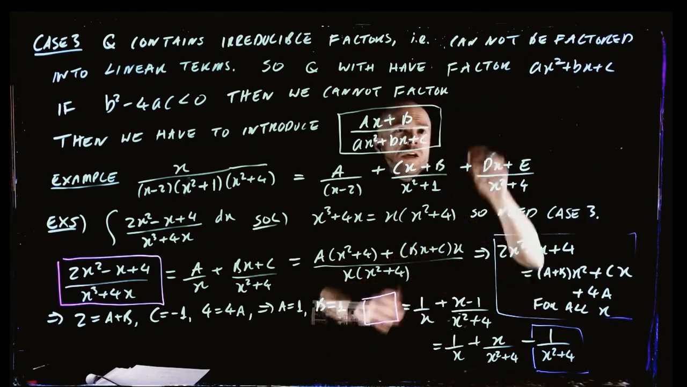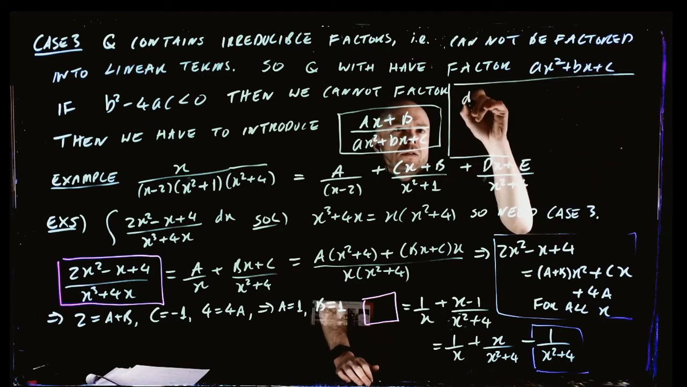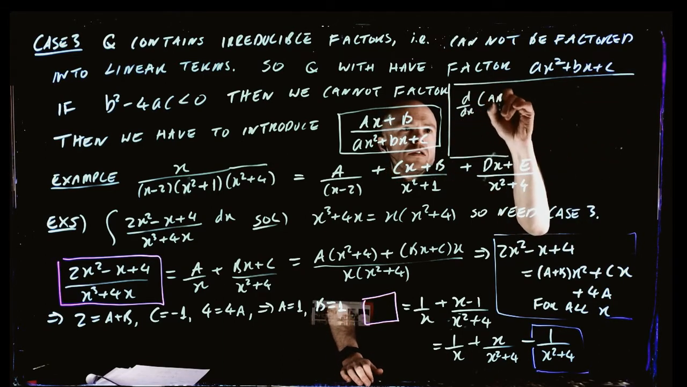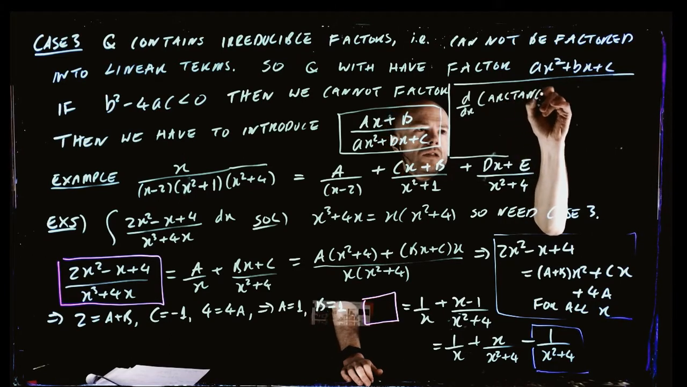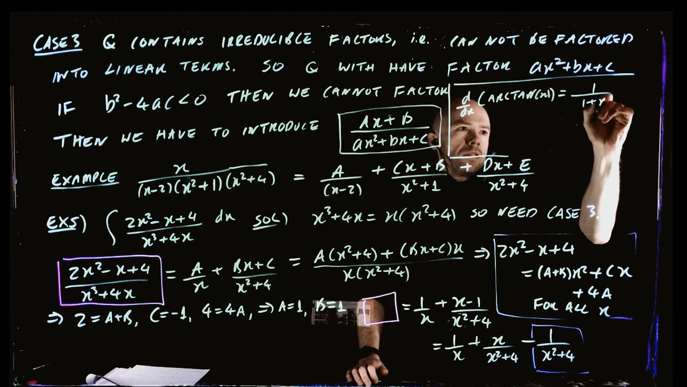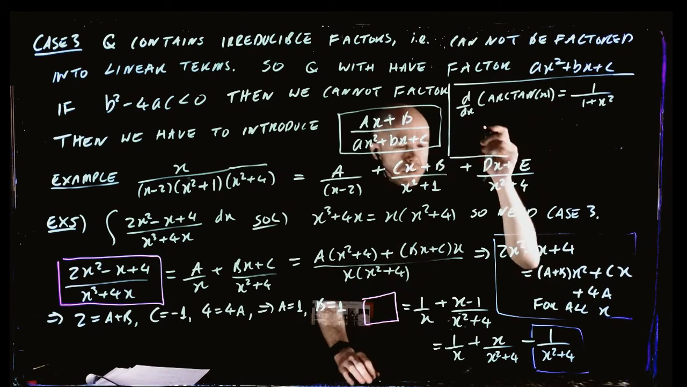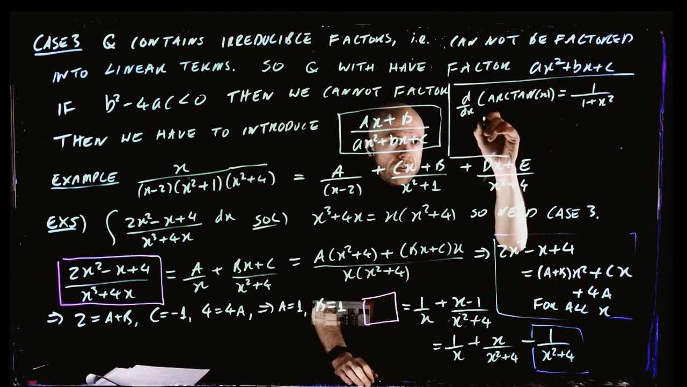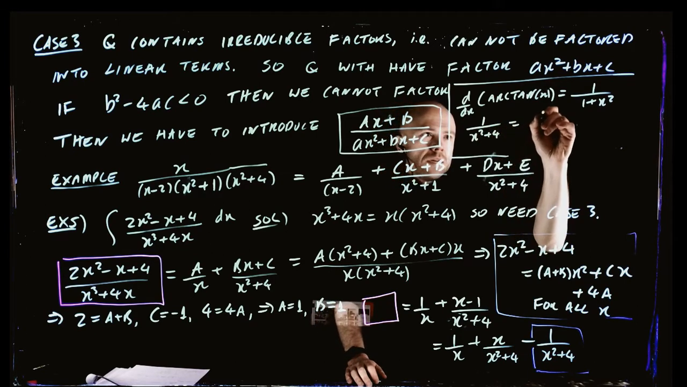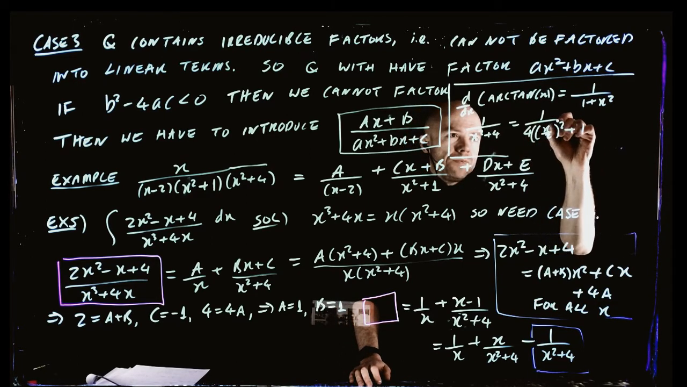That if we differentiate d by dx of arctan, you learnt this in the implicit differentiation section, this turns out to be 1 over 1 plus x squared, right? Which isn't exactly of the form we want here, but we can do some messing around. So we could write this as 1 over x squared plus 4. Let's write this as 1 over 4 times (x over 2) squared plus 1, right?